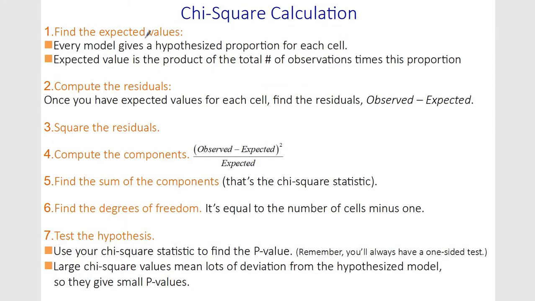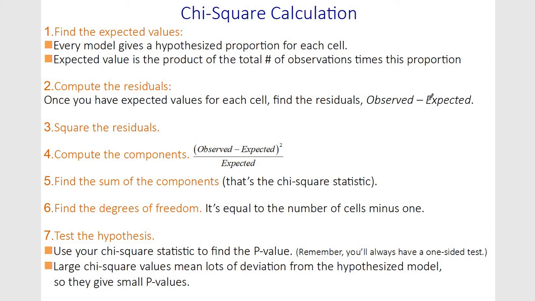And here it is broken down in a simple list. So you find your expected values. Every model you're given a hypothesized proportion. For the expected value, you multiply the total number of observations times that proportion. Like for the Fortune 400 executives, you expect to be 1 out of 12 zodiac signs. So you'd multiply the number of observations in each cell times 1/12.